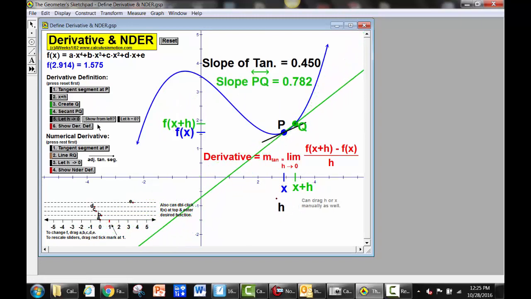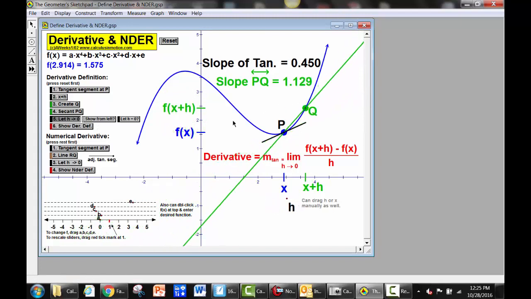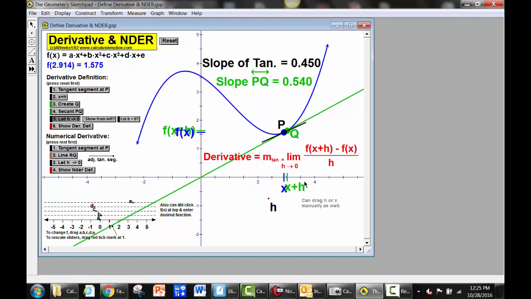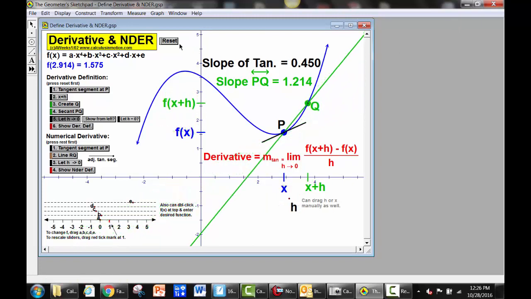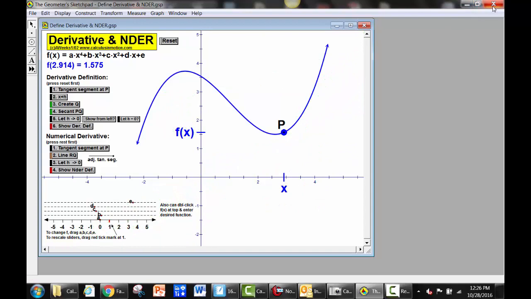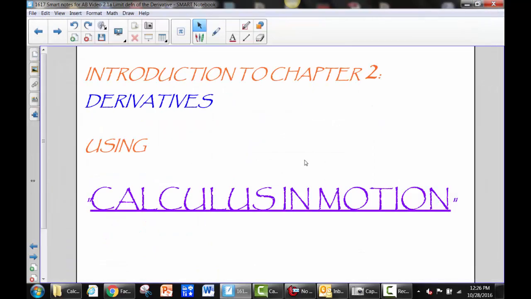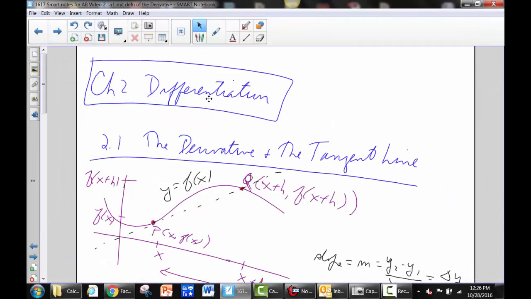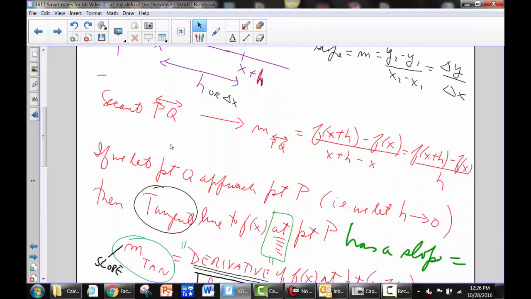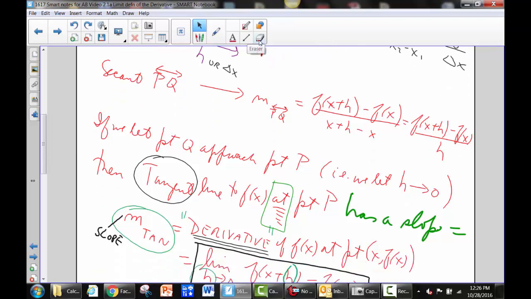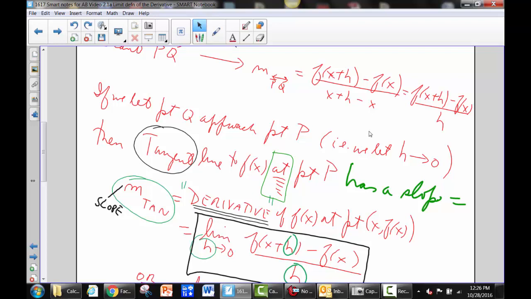So if we look at that secant line, remember it's f of x plus h minus f of x over x plus h minus x, which is just h. Now what we have is our definition 2.1, the derivative and the tangent line. As we said, the slope of the secant line is f of x plus h minus f of x over x plus h minus x, which in effect is f of x plus h minus f of x over h.